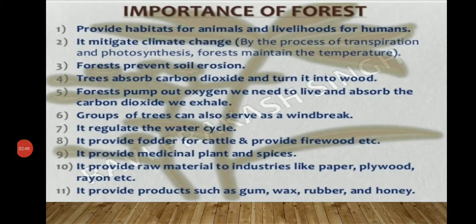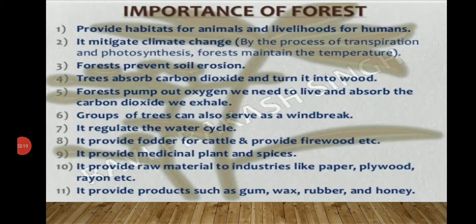Our next topic is the importance of forest. We know that forest plays a vital role in the social, cultural, historical, economical and industrial development. If we talk about the early man, generally man used to live in a forest. We can say that early man was a forest dweller. He began his life as a forest dweller.